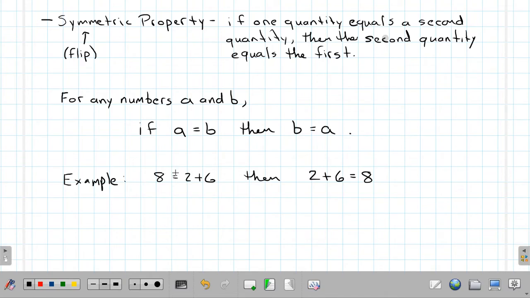This is a property we're going to use a lot when we're solving equations, because sometimes we'll need to flip whatever side the variable's on to make it a little bit easier for us to work. The symmetric property allows us to do that because it says if one thing is equal to another, then if we flip them across the equal sign, that still holds true. This is still equal to that.